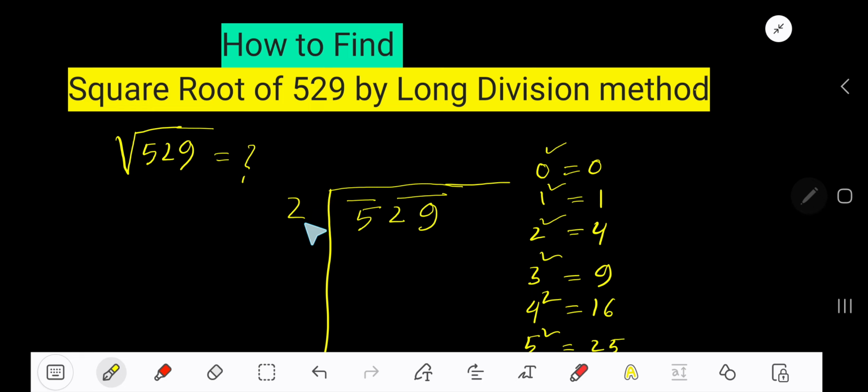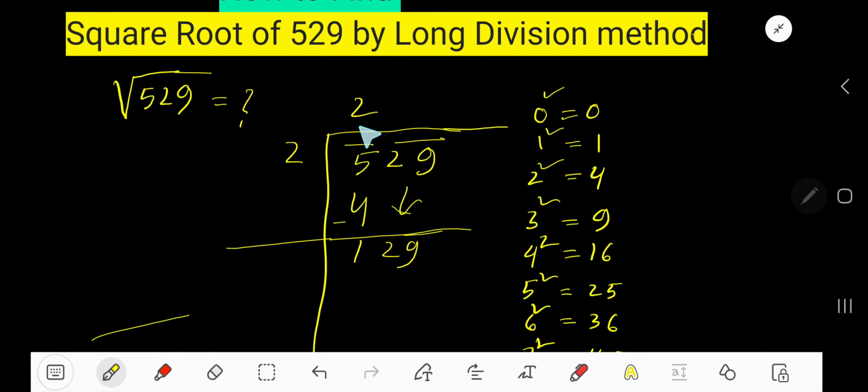If you place 2 here, this 2 must come to the quotient side also. 2 times 2, 4. Subtract, you are getting here 1. Bring down the next pair. You have placed 2 in the quotient, so the same number will come under the divisor, and add 2 plus 2, 4.